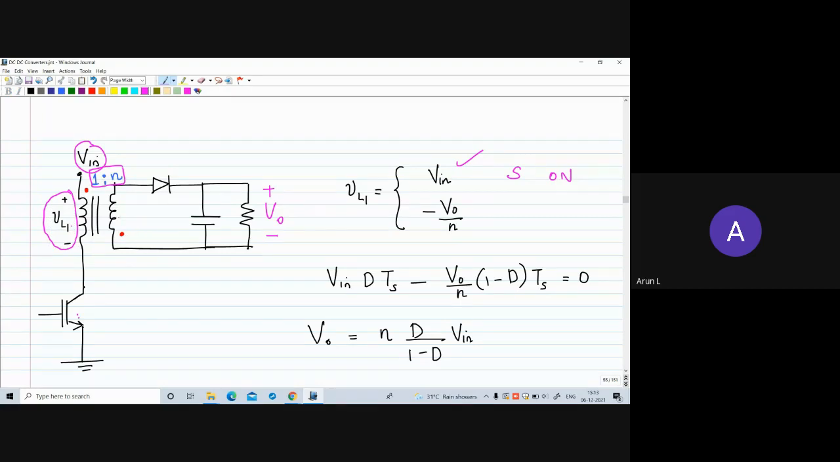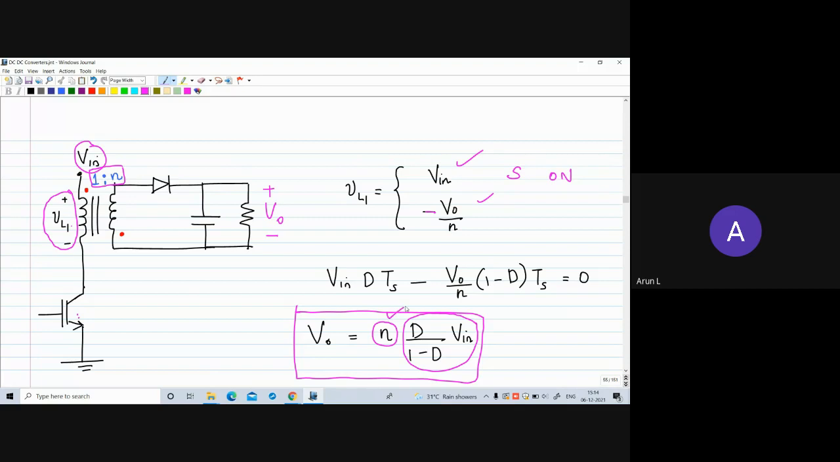And since the dot polarities are like this, there will be a negative sign. So it is minus VO by N. If you apply volt-second balance, you will get this input-output relationship. Output voltage will be equal to D by 1 minus D into V in, multiplied by the turns ratio. So the relationship is the same as that of a buck boost converter, but there is no negative sign here.